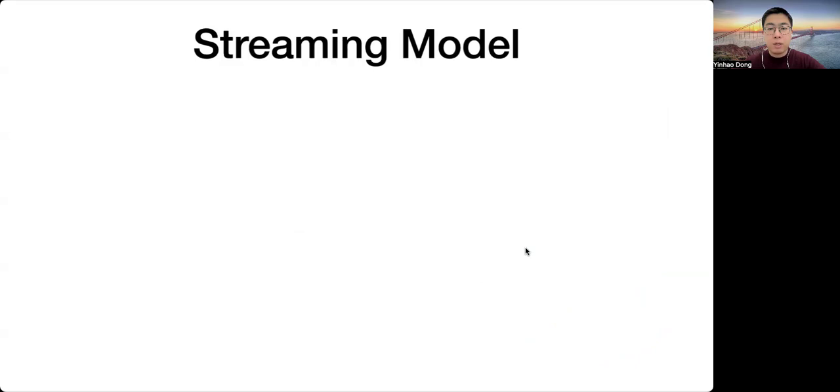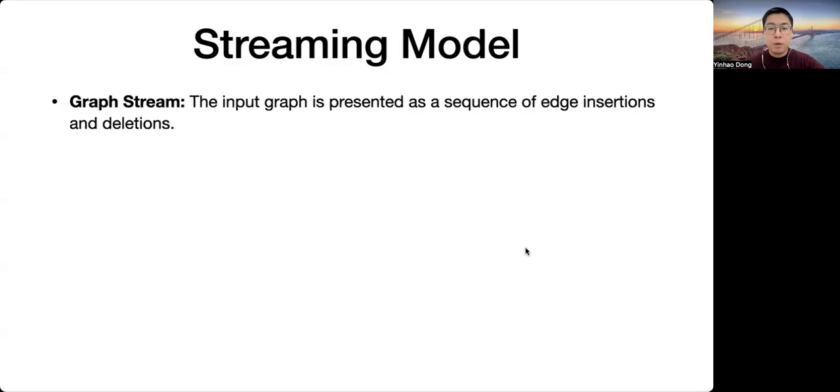In the big data era, as the volume of data grows rapidly, people are more focused on designing algorithms in the streaming model. In this model, the input graph is presented as a sequence of edge insertions and deletions. Let me give you an example. Here are the vertices, and the edges arrive one by one in a sequence. When the algorithm receives an edge, it can perform some operations, such as storing the edge or updating certain counters.